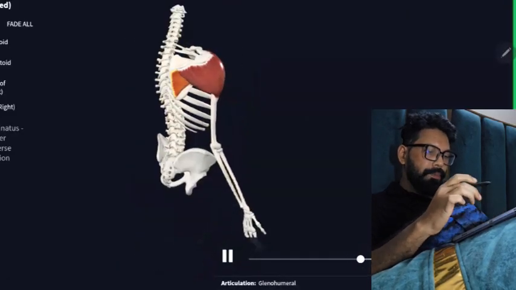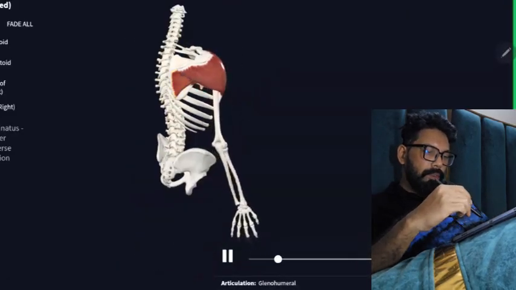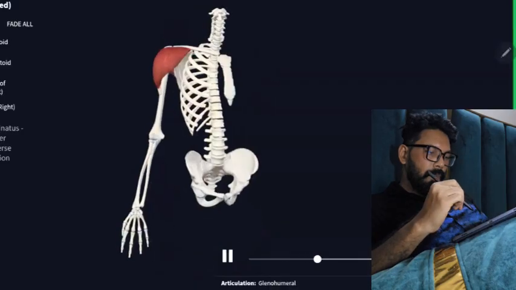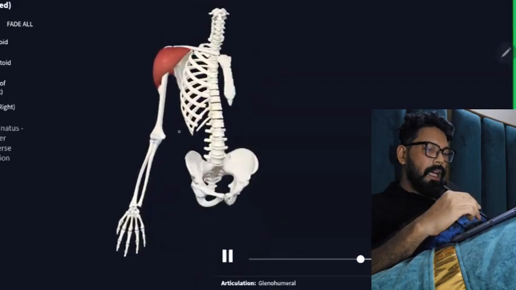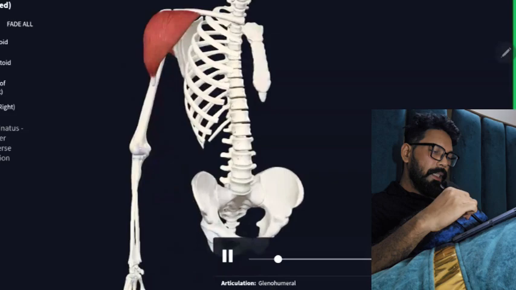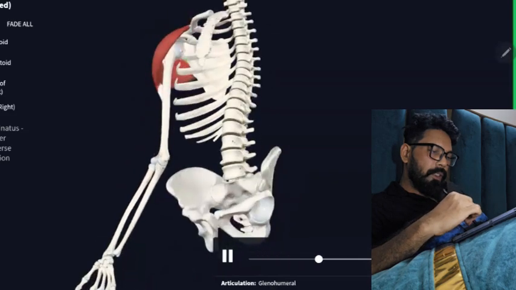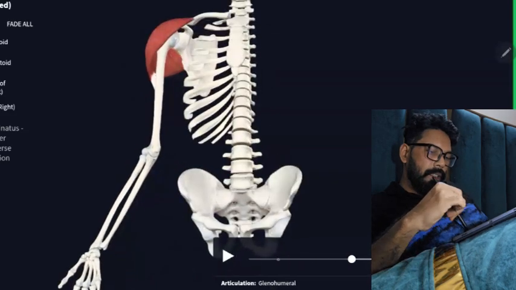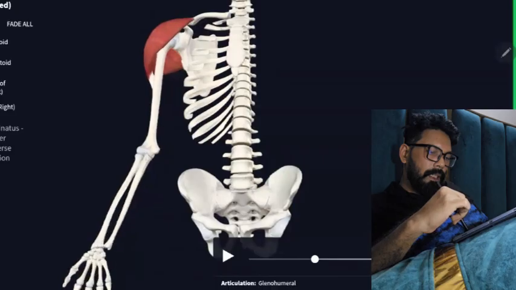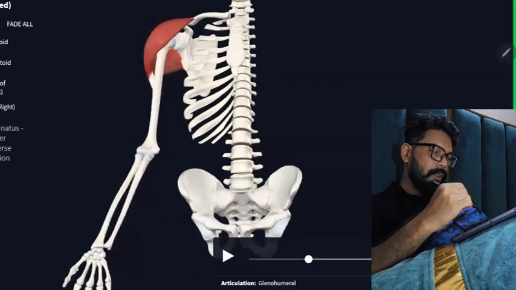Let me show you. Do you see it properly? Lateral arm rotation. The arm is going laterally. See? Arm is going laterally. Who is pulling? Infraspinatus.